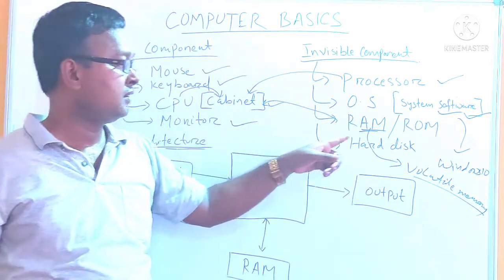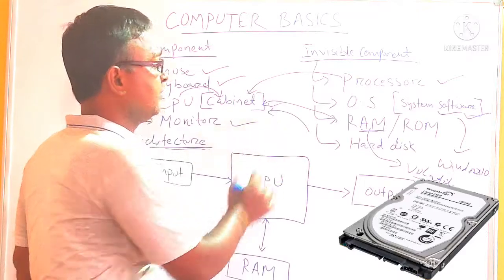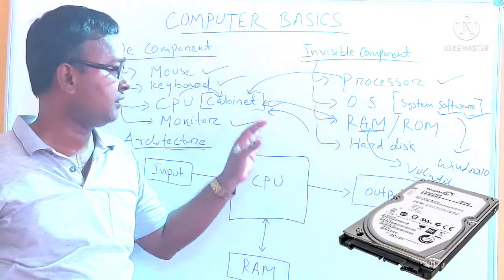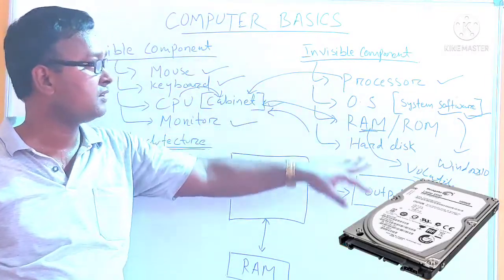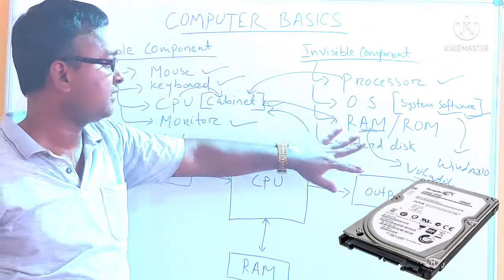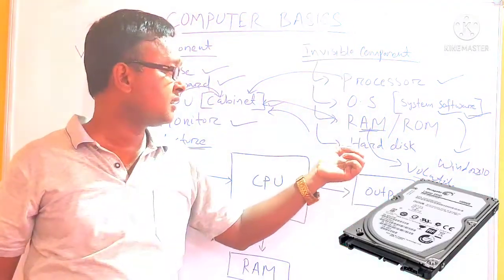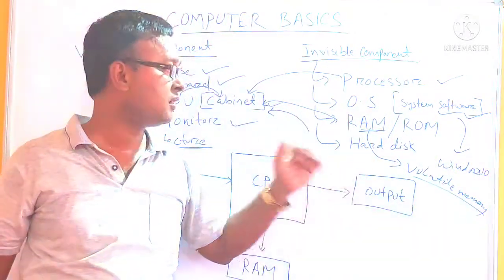Okay, next important thing, hard disk. Hard disk is also inside the cabinet only. Why did I keep it in the invisible components? Because once your hard disk is installed inside the cabinet, you cannot see the hard disk. So that's why I kept it in the invisible components.